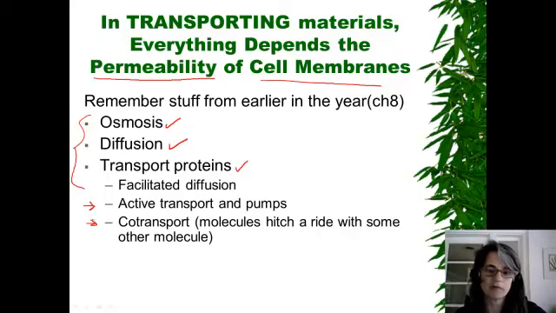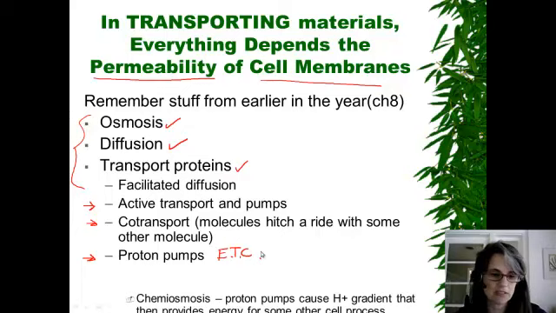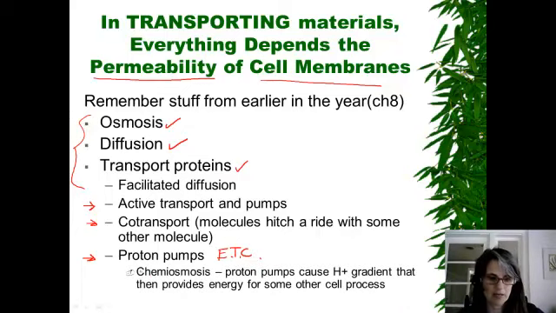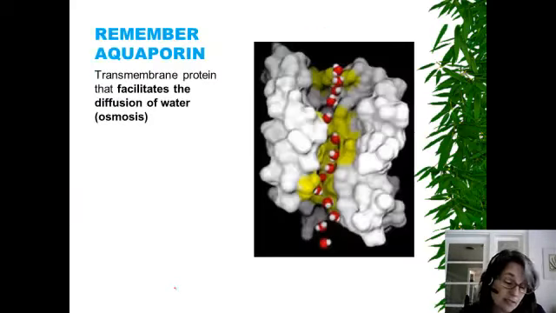Co-transport, we talked about briefly when we talked about cell membranes. Proton pumps, we've seen these before in cell respiration, particularly as part of the electron transport chain, the ETC. Yes, chemiosmosis, if you'll remember that term. All of this can play a role to a greater or lesser extent in moving things around in a plant, just like it did in an animal.